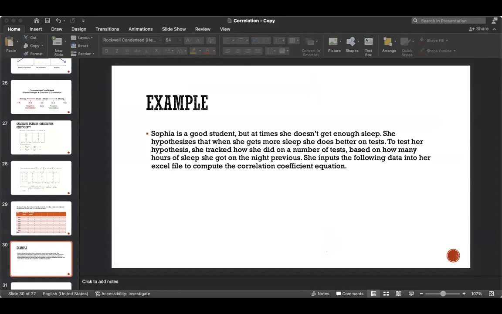Then we need the square of x minus x bar, the square of y minus y bar, and the multiplication of x minus x bar into y minus y bar. So this is the multiplication. So the summation of multiplication is minus 92. Okay, and then the summation of x minus x bar square is 120. Okay, and the summation of y minus y bar square is 184.